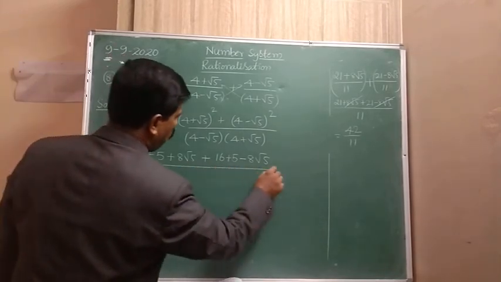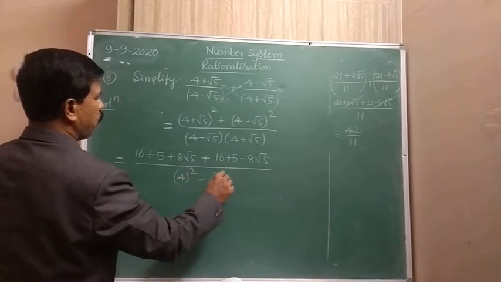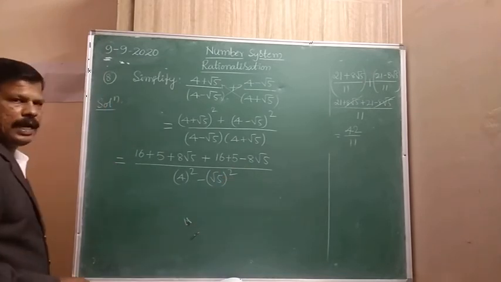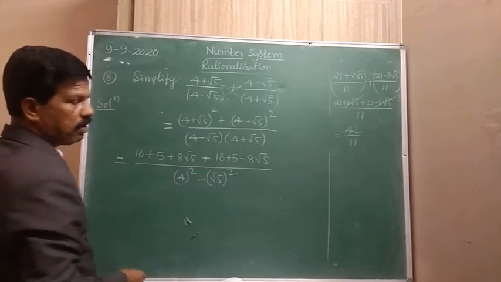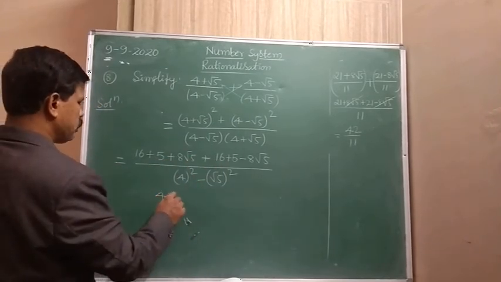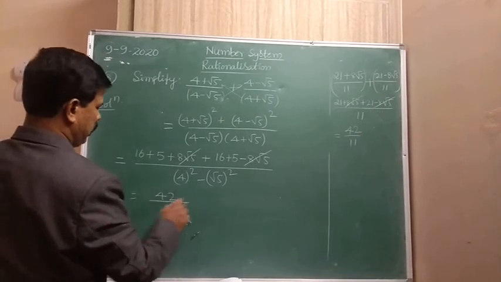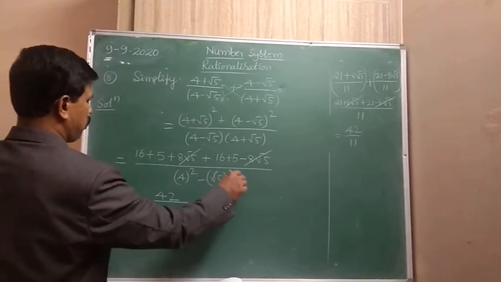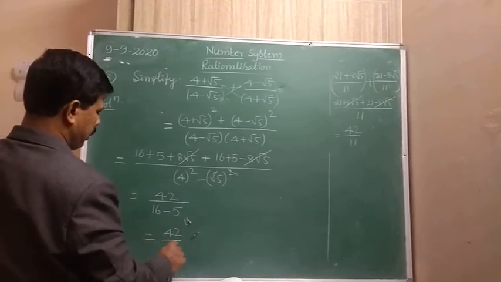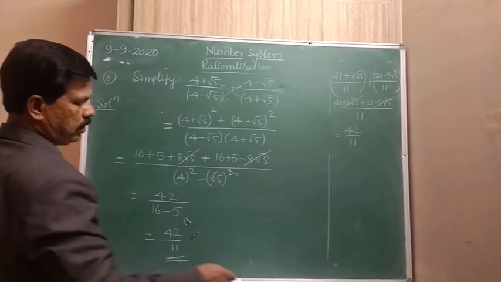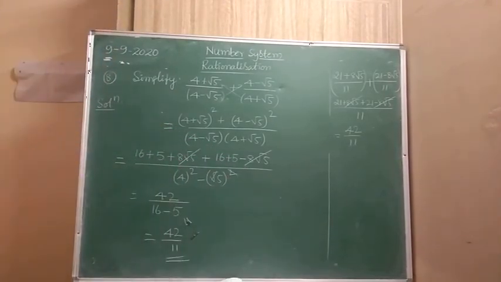Okay, now the whole divided by this can be written as 4 square minus root 5 whole square. A plus b into a minus b. Now 16 plus 5 is 21, 16 plus 5 is 21, 21 plus 21 is 42, plus 8 root 5 minus 8 root 5 get cancelled. Now here is 16 minus 5, the square root cancelled, that is equal to 42 by 11. Clear? This is a short method to simplify the given surds.